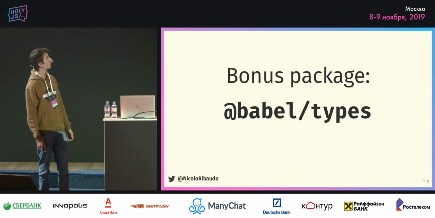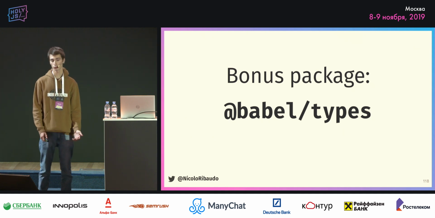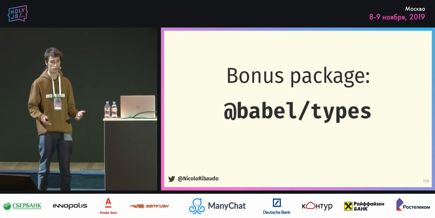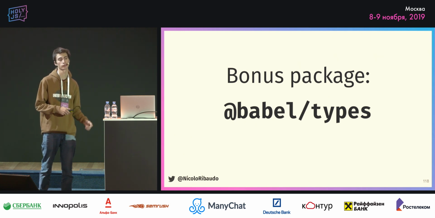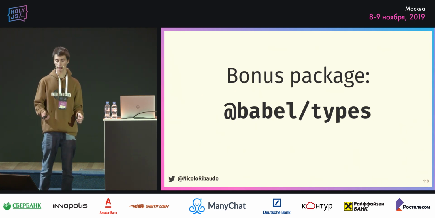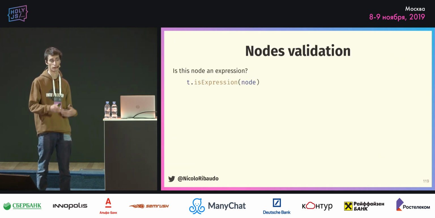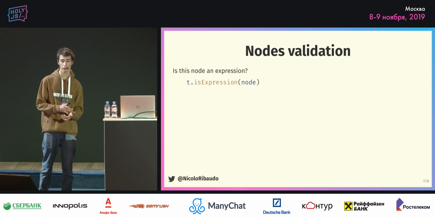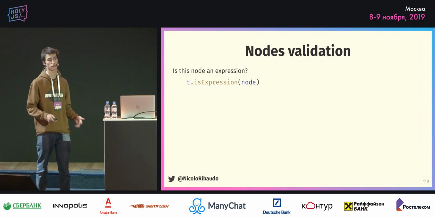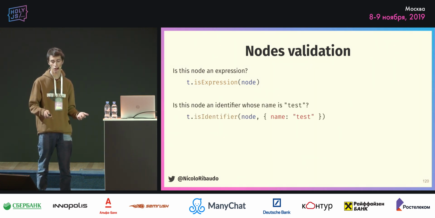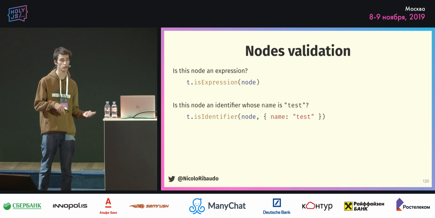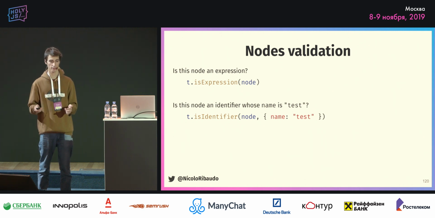In order to learn how to create a plugin, we need to understand two other packages which are less known but are used in every single plugin. The most important of them is Babel Types. Babel Types provides some utilities to validate nodes. For example, you can check if something is an expression. You can also check if a node has a given property. Like here we are checking if node is an identifier whose name property is test.